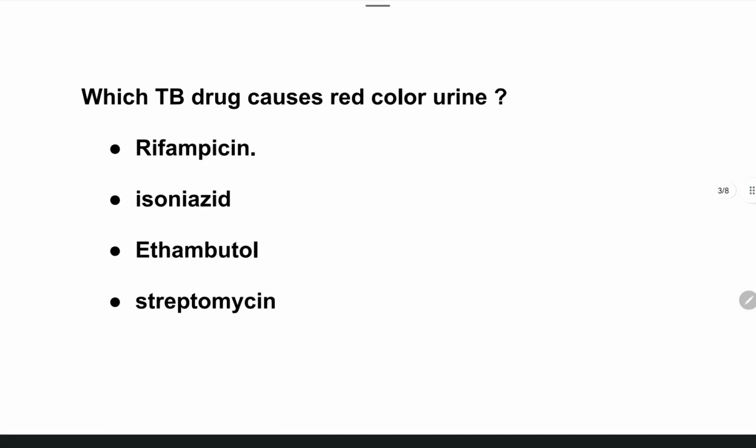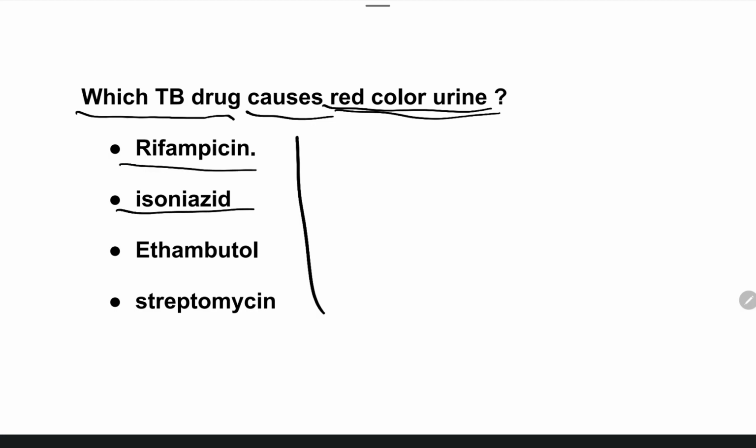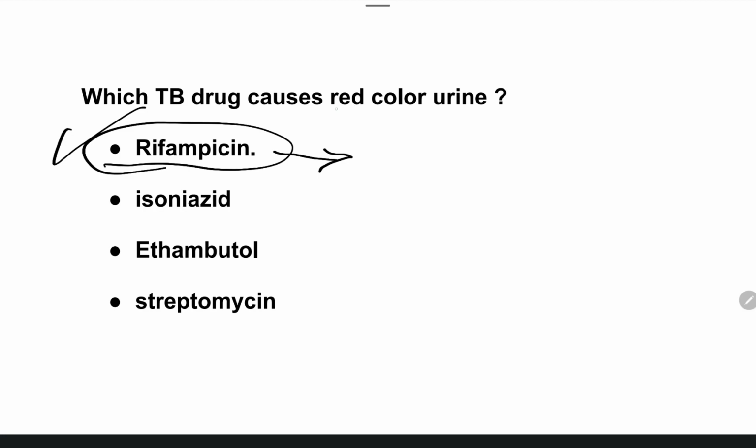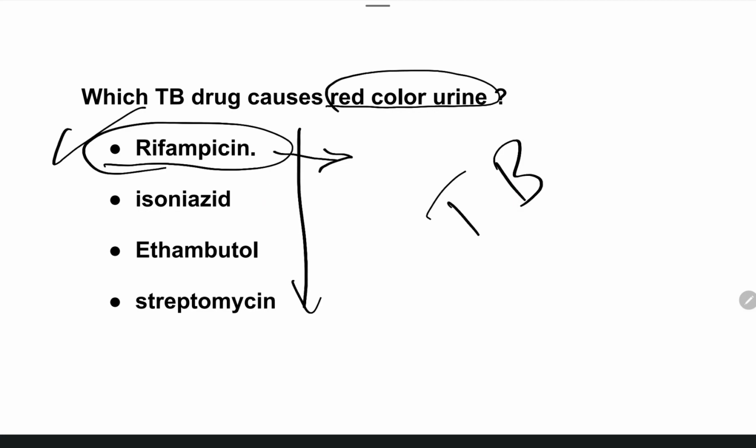The next one is: which TB drug causes red color urine? Among these four drugs, which is responsible for red color urine? Options are rifampicin, isoniazid, ethambutol, streptomycin. The right one is option A, rifampicin. Rifampicin is a drug that causes red color urination in TB patients. Rifampicin and isoniazid are drugs we use to treat tuberculosis.